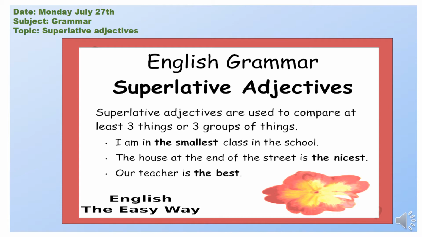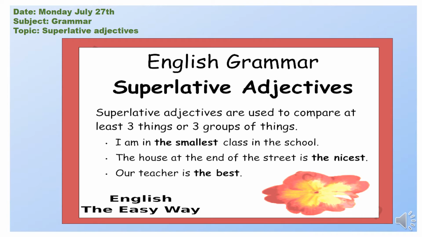For example, point number one, I am in the smallest class in the school. What will be the superlative adjective in this sentence? The smallest. Okay, that will be the superlative adjective. We add the, and to the word small, we add est to make it a superlative adjective. Point number two, the house at the end of the street is the nicest. What will be the superlative adjective in this sentence? The nicest. Very good. Number three, our teacher is the best. Yes, I am the best. Okay, that will be the superlative adjective.